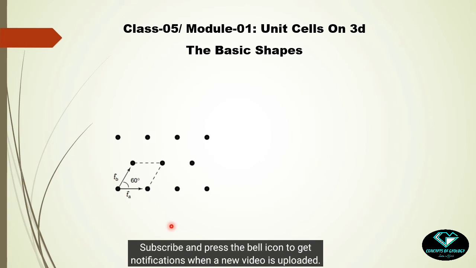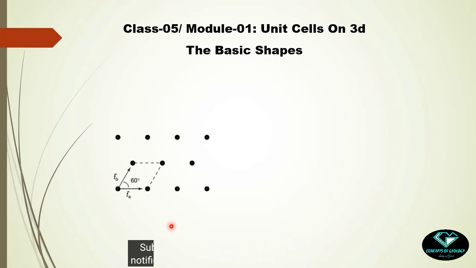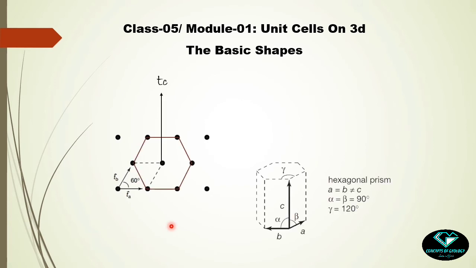Okay, now think of 3 dimensions. Suppose a third vector is added just orthogonally to the basal hexagon and the resulting 3D unit cell is called a hexagonal prism. Okay, so this is the basal hexagon and I am adding a perpendicular TC vector to create this 3-dimensional object. This is called a hexagonal prism.